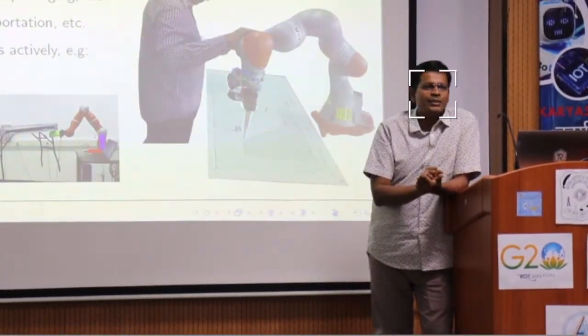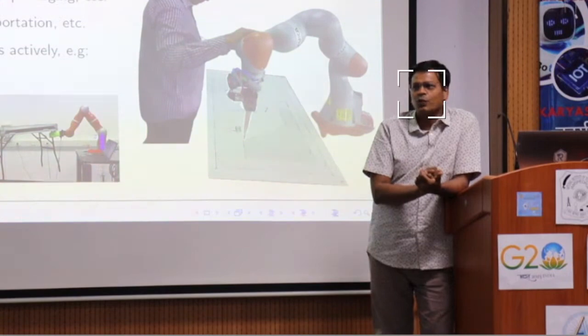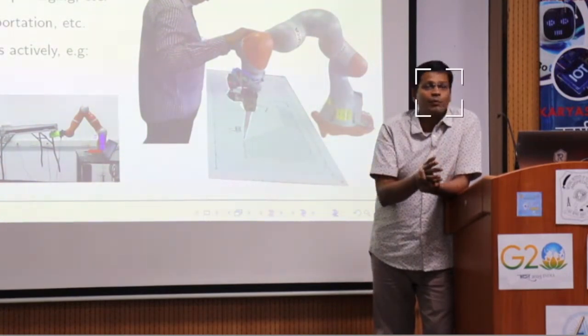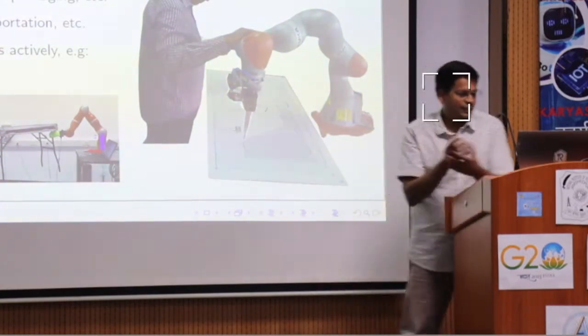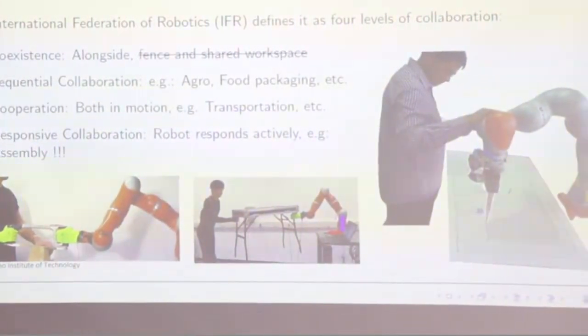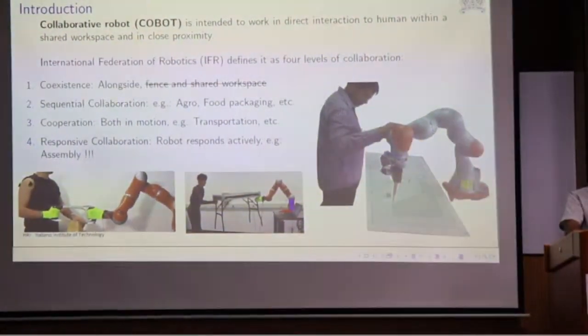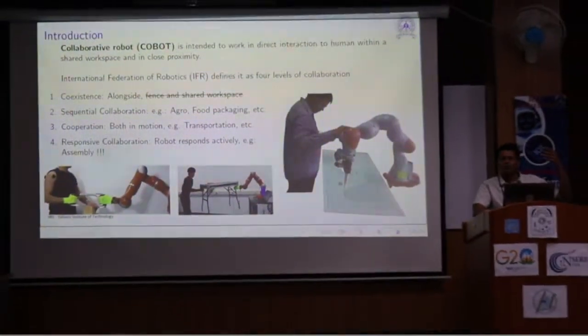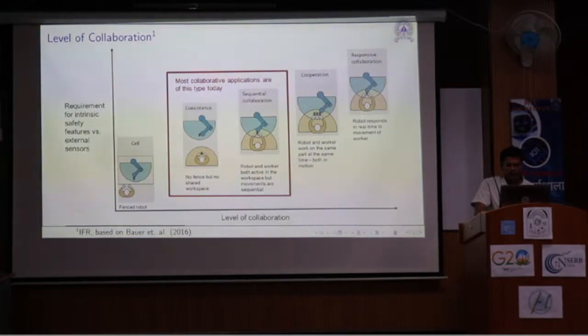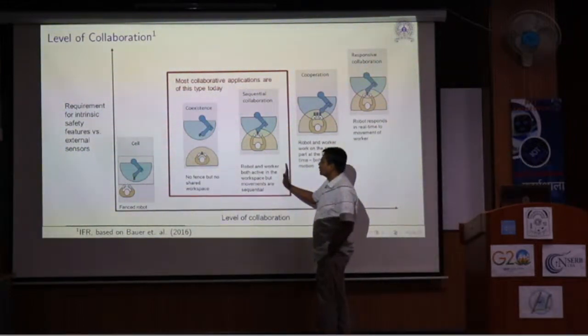That kind of potential is there in cobots, and that is what makes them very applicable to modern industry. So that kind of active collaboration is possible with a cobot. These are the four things you should know about why cobots exist in the industry. And there are various levels of collaboration. IFR has defined this also, in 2016. Most of the cobots that we see fall under this.